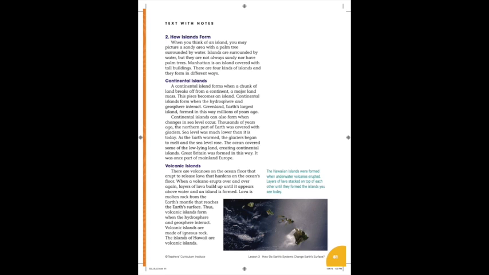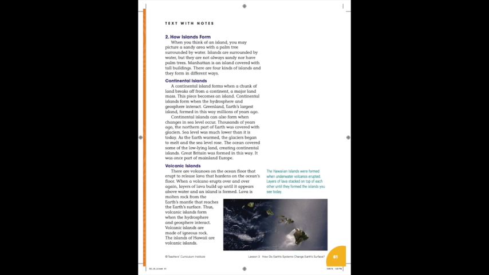I love islands. When you think of an island, you may picture a sandy area with a palm tree surrounded by water. Islands are surrounded by water, but they are not always sandy, nor have palm trees. Manhattan is an island covered with tall buildings. There are 4 kinds of islands, and they form in different ways. Just in case you guys didn't know, Manhattan is like in the middle of New York City.